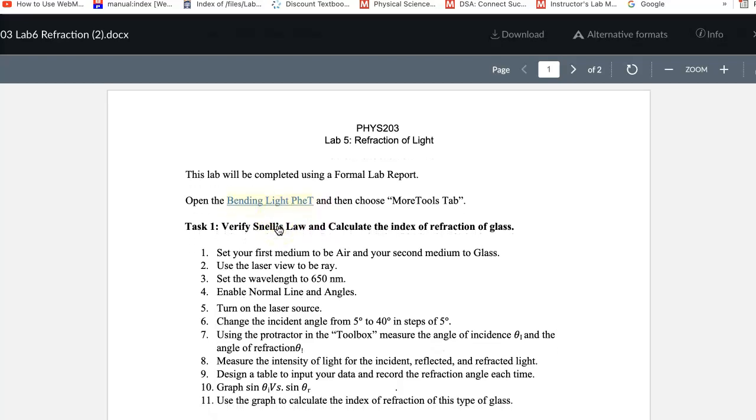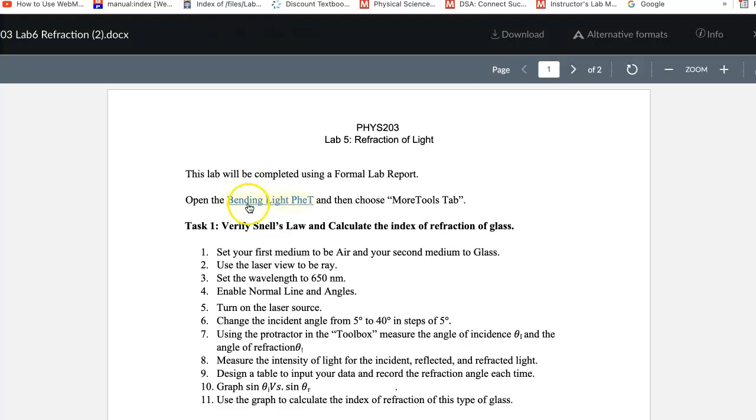This is going to be a completed formal lab report. You're going to have also an Excel sheet that should be submitted. You are going to submit the formal lab report as a Word document, and you will also submit the Excel sheet. Remember also to watch the whole period of this video in order to get the full credit.